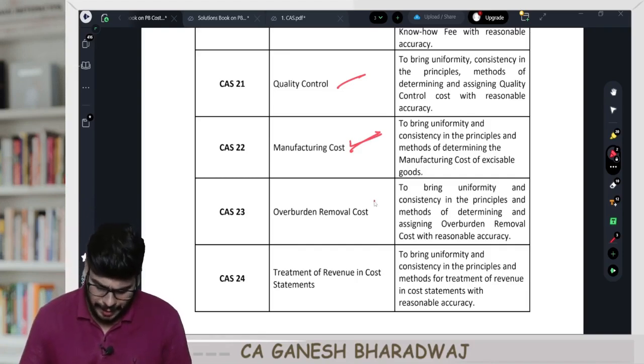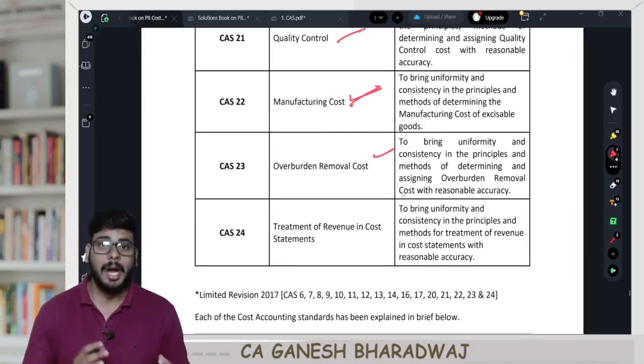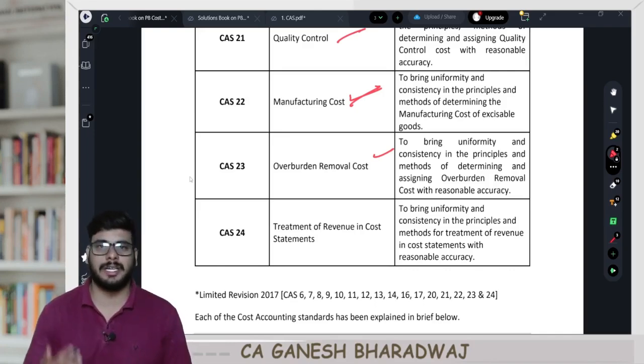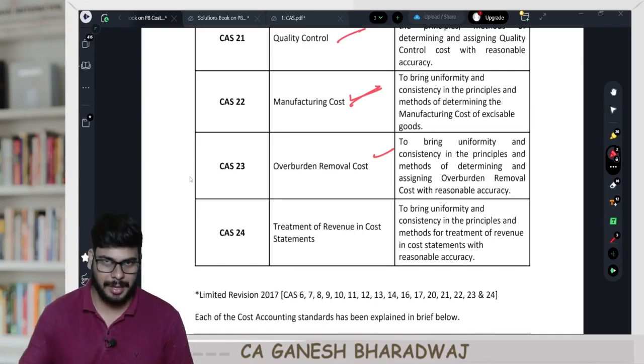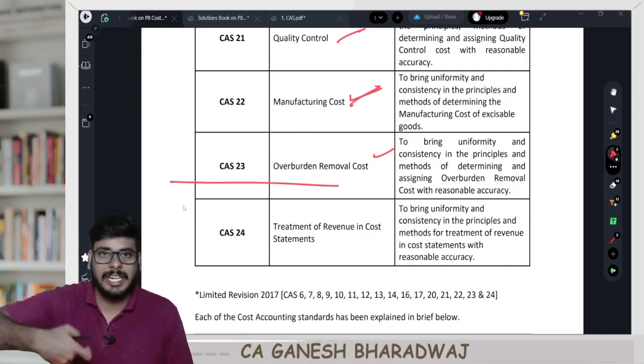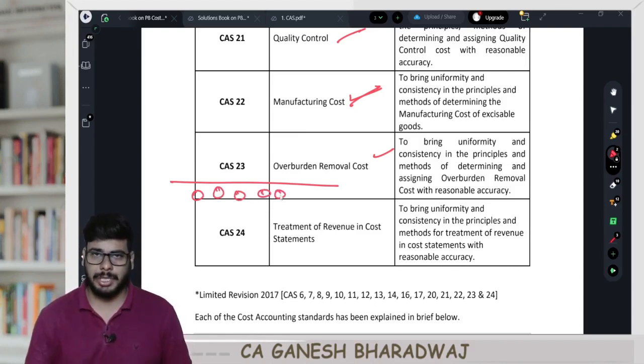Now CAS number 23 talks about overburden removal cost. Now what do you mean by overburden removal cost? This is very specific to the mining sector. If you look at this in the mining sector, what do they do? Let's say a company is in the business of mining gold ores. Gold. They are in the business of mining gold. Now how will they mine it? There will be soil, right? Under that soil, they need to excavate and come up with the gold ores.